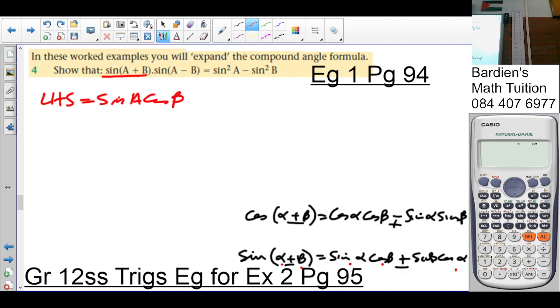cos B. Then plus or minus: if you have sine cos, the sign will be the same. If you have cos cos, the sign will be opposite. As I look here, this is cos cos, opposite sign. You see that? If the ratios are the same, the sign is opposite. Over here the ratios are different, so the sign is the same. Can you see that? That's how I remember it. Okay?